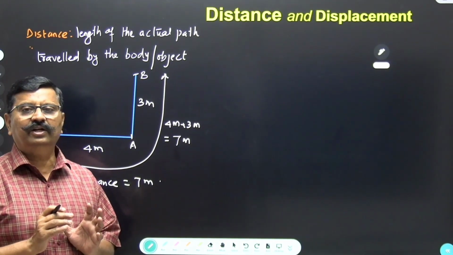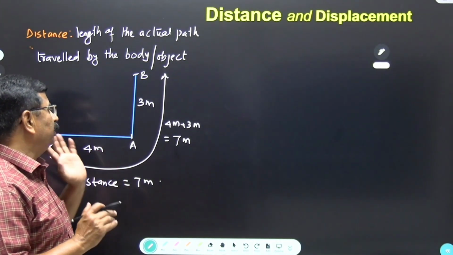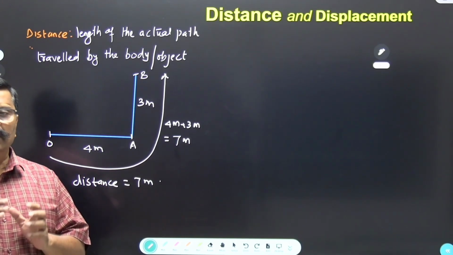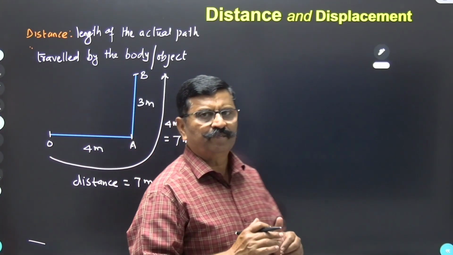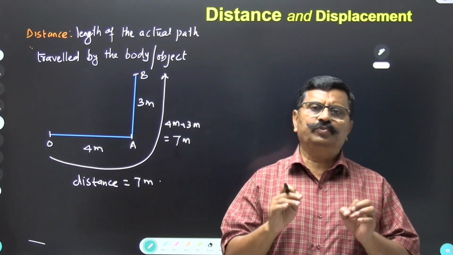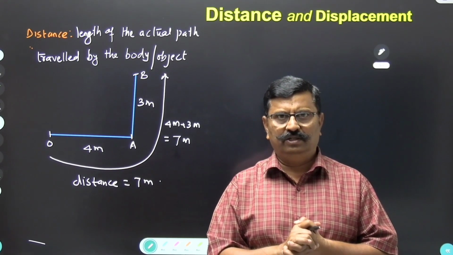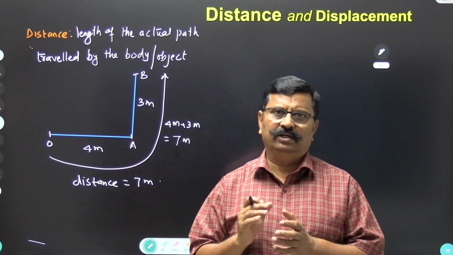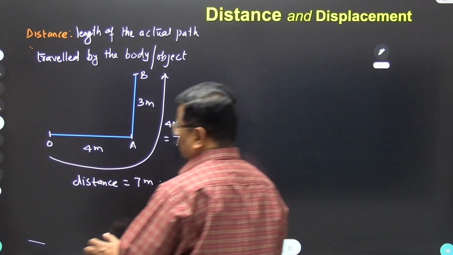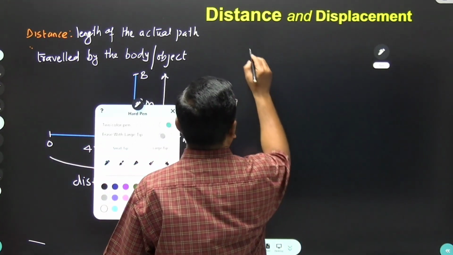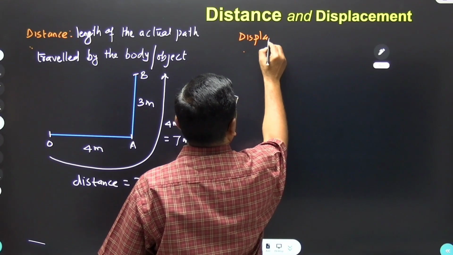Now let us understand what you mean by displacement with respect to this example. But first understand the meaning of the displacement. Displacement means the shortest distance between initial position and the final position of an object along a straight line. Now let us understand this by this same example. So before that I will write what is displacement.